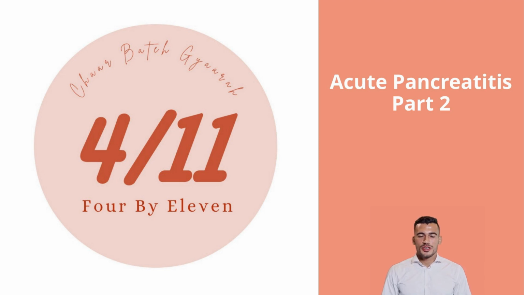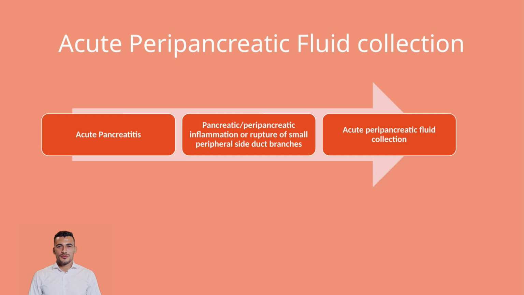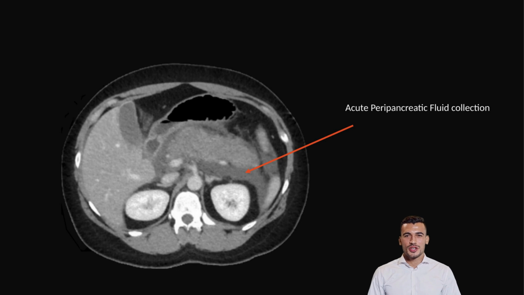This is the second part of the video series on acute pancreatitis imaging, and today we are going to discuss fluid collections in pancreatitis. Whenever there is acute pancreatitis due to pancreatic or peripancreatic inflammation, or due to rupture of pancreatic ductal branches, there is development of fluid collections within the abdomen, which are an important cause of morbidity in these patients. Here is an image showing a contrast-enhanced CT of a pancreatitis patient, which shows a fluid collection posterior to the pancreas in the left anterior pararenal space, as marked by the arrow.